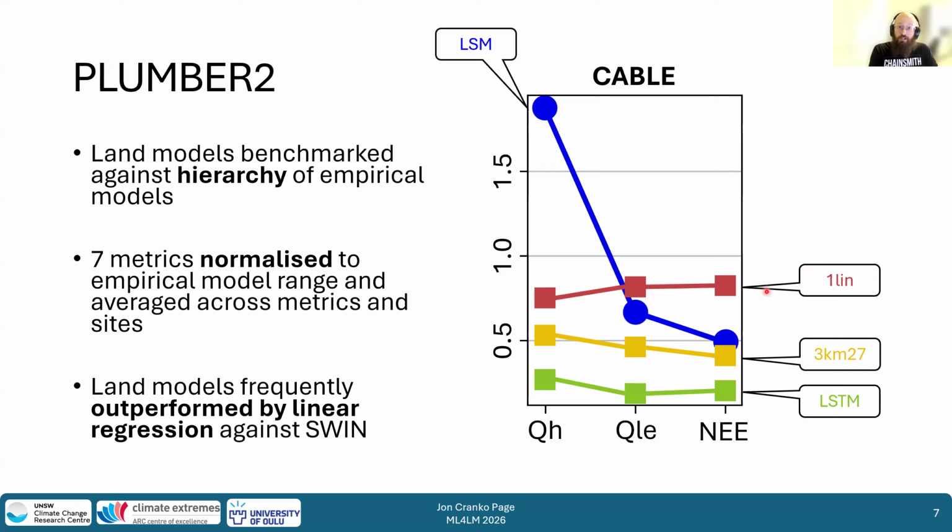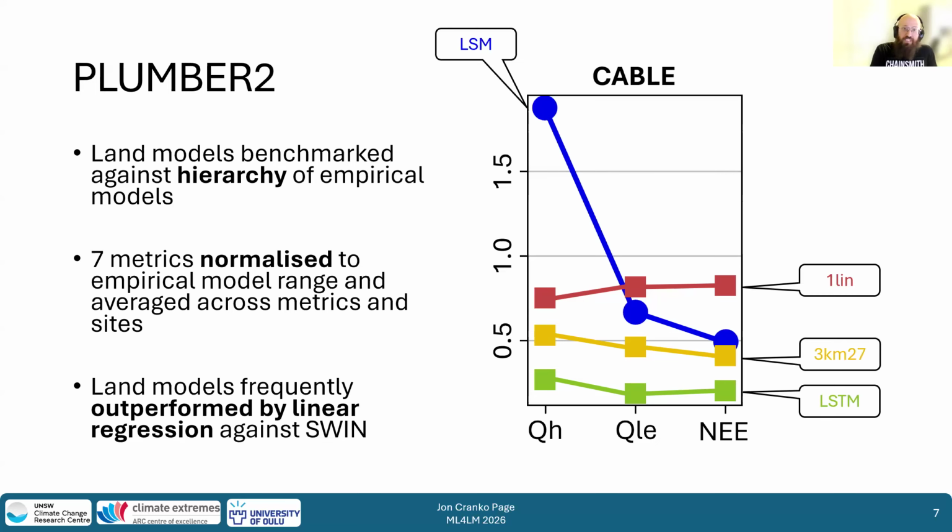And we include 3 on the plot from the simplest to the most complicated. So we have our simple linear regression called 1lin. That's just a linear regression against shortwave down for each flux. We have a relatively flexible k-means clustering plus regression using just 3 inputs, and a long short-term memory network as the most complex empirical model.